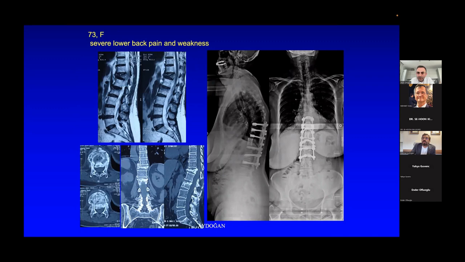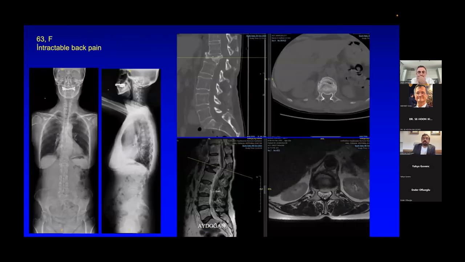Sometimes you see a titanium mesh cage and sometimes an expandable cage. At that time, there was no titanium expandable cage on the market. That's why I used a titanium mesh cage at that time.